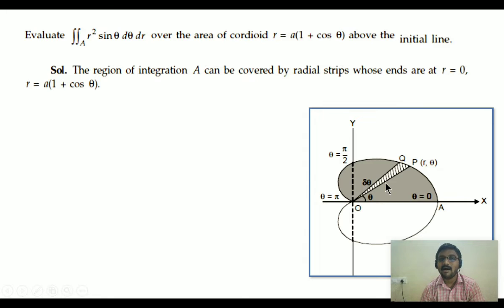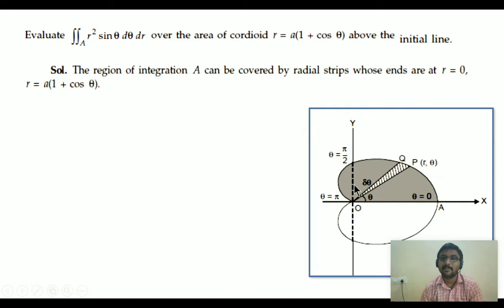For this we need the r and theta limits. To get them, we have to take a point P of (r, theta) on the curve. So it is the polar point, that is P of (r, theta). Here r limits can be taken from r equal to 0, that is the radial strip whose end is at r equal to 0, to r equal to a into 1 plus cos theta, that is on the curve. So r moves from 0 to a into 1 plus cos theta. And in this closed region, that is the shaded region, the radius vector moves from theta equal to 0 to theta equal to pi. So the limits of theta are obtained. Theta limits should be 0 to pi.